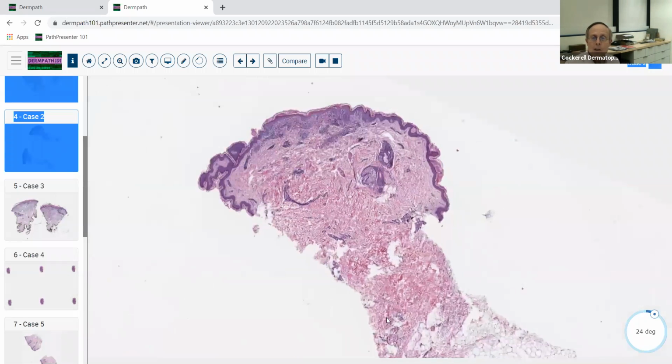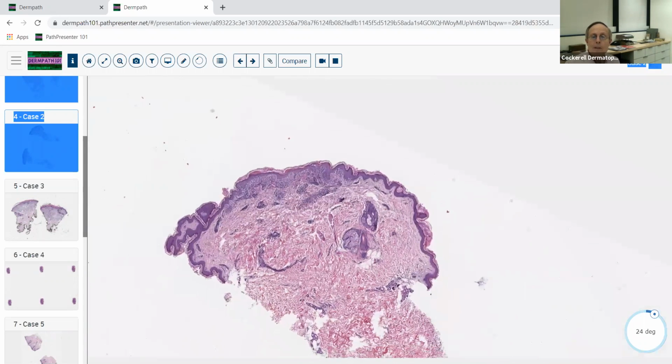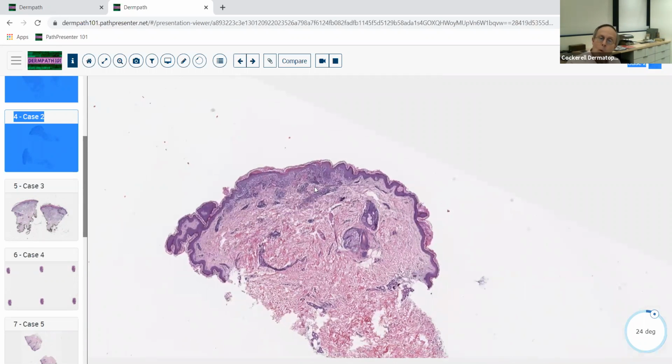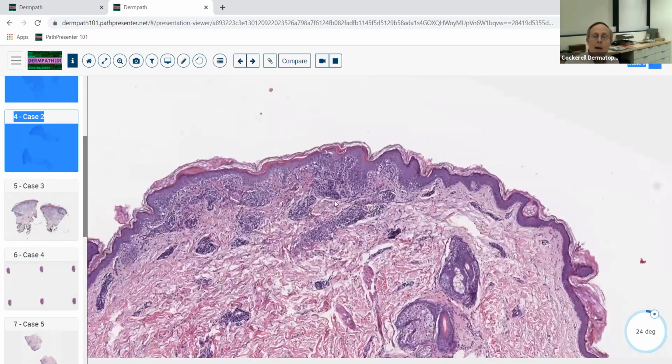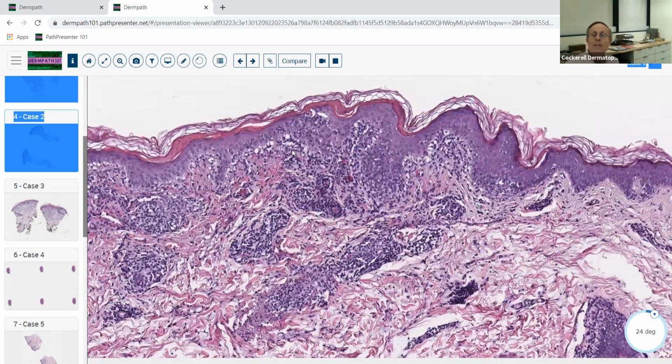So this kind of looks a little like MF, but notice that it's got a really very nice, well-defined interface dermatitis this time. You really can't draw a nice line between the epidermis and the dermis here. It is obscured, and you can see even at this power, there are holes here. So this is true vacuolar alteration of the dermoepidermal junction.